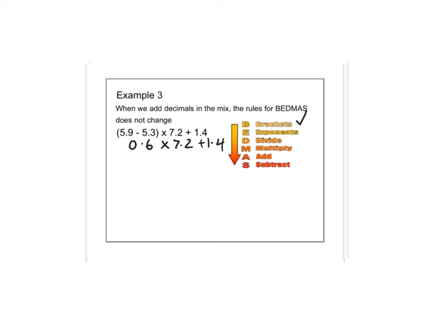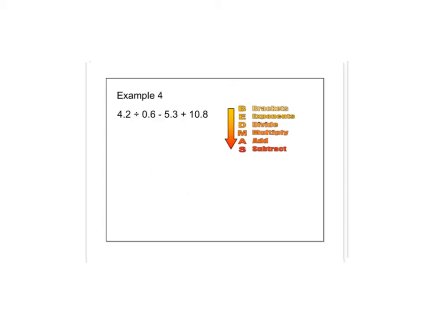Now, 0.6 times 7.2 would be next because we multiply. And just to check it off, we don't have any exponents and we don't need to divide. So we can multiply 0.6 times 7.2 and we get 4.32. Okay, so 4.32 now plus 1.4 equals 5.72. All right, amazing grade 7s. Let's look at example 4. And if you'd like to pause the video and do this one on your own, please feel free.